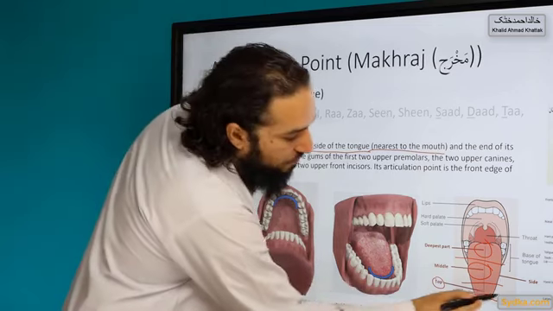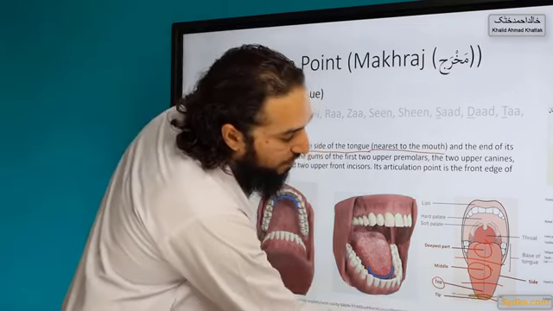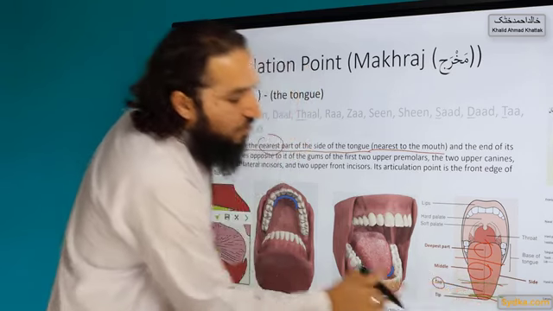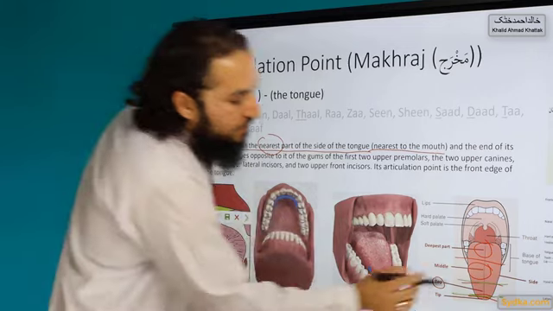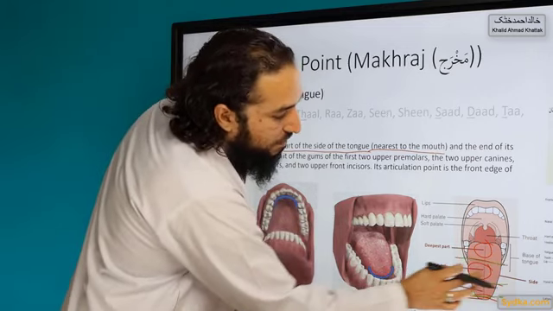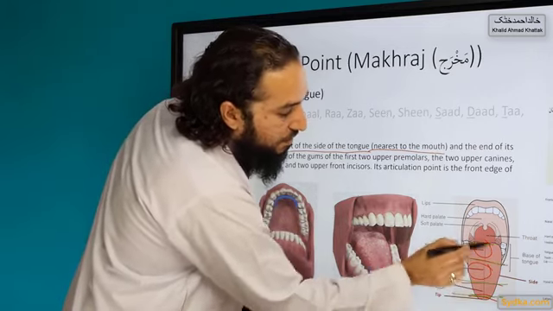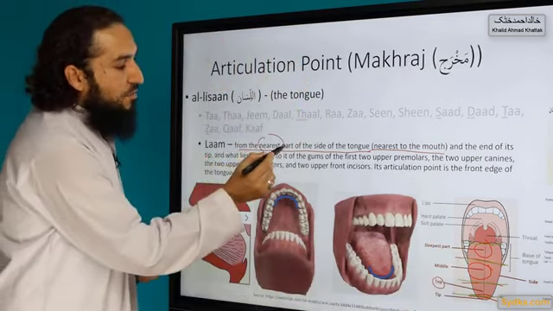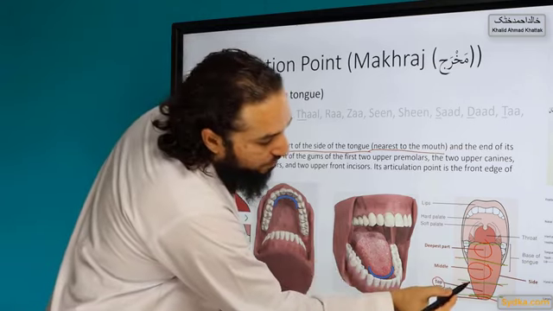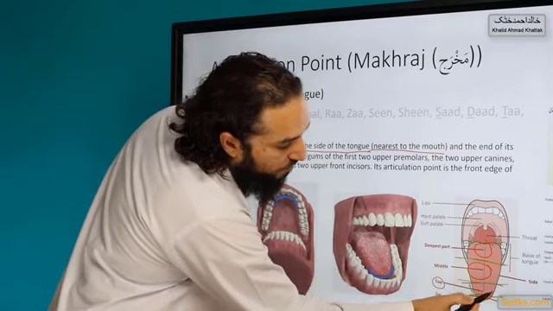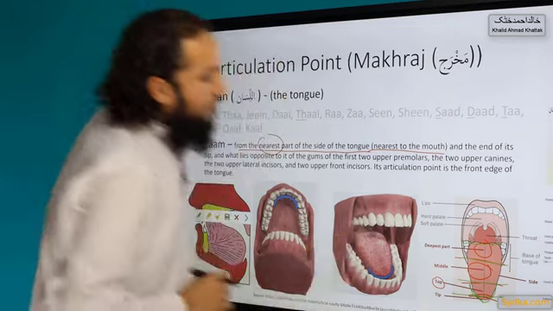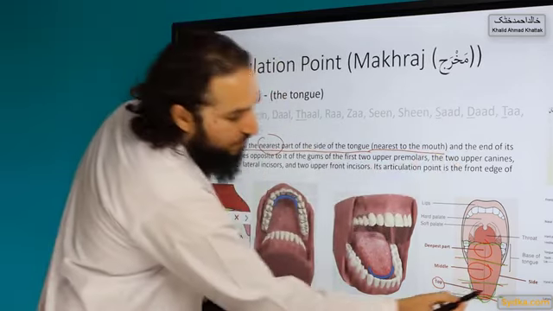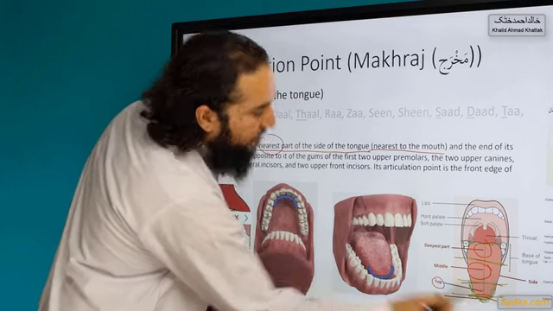Okay, so the first one is the tip of the tongue, this one is the top of the tongue, or the nearest part of the tongue, this is the middle part of the tongue, and this is the deepest part of the tongue. So it says from the nearest part of the side, so it's actually from here to here, and at the end of its tip, so it's referring to that. Okay, the tip.